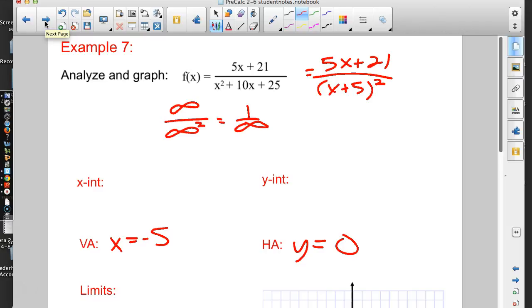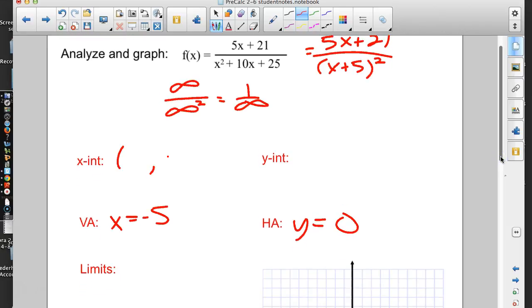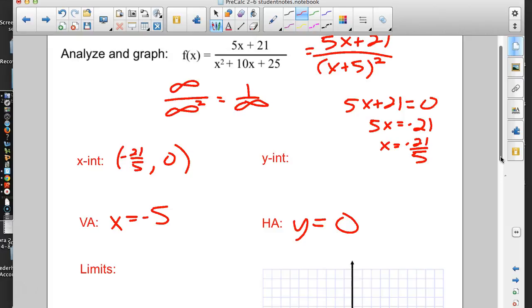All right, so x-intercept, how are we going to get our y to be 0? Now this one actually requires a little bit of algebra. You set this 5x plus 21, that numerator, equal to 0, and you find it. So you subtract 21, and you divide by 5. Y-intercept, put your 0 in for x.